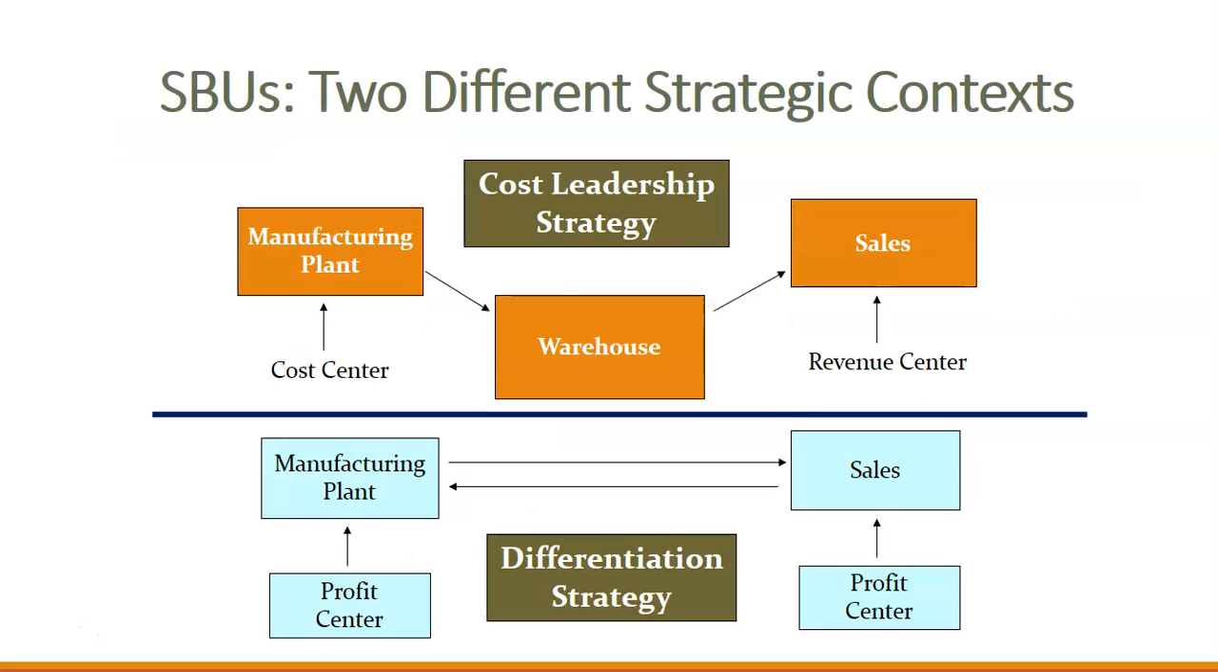So we have cost leadership and differentiation, which we've looked at before. In cost leadership, we want to control our costs. We want to be the lowest cost. And in differentiation, we're competing on some kind of differentiation, whether it's more features or higher costs, some kind of high quality that we're providing to our customers.